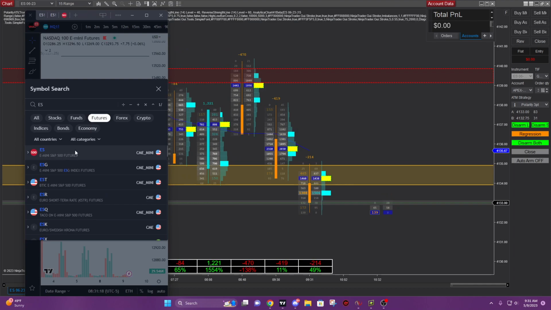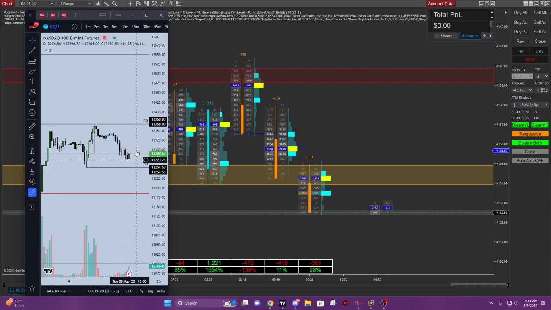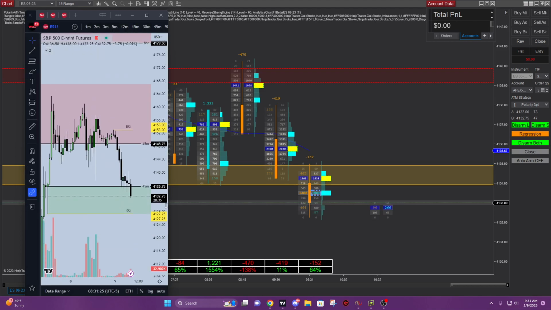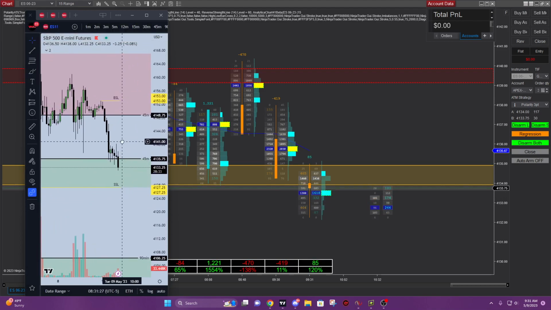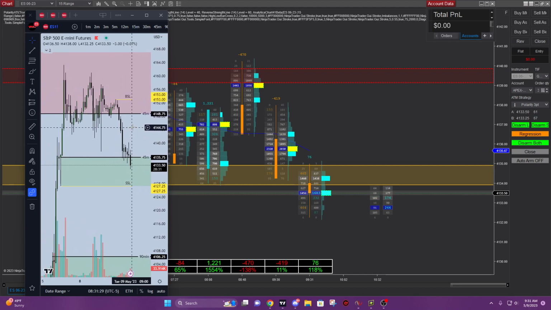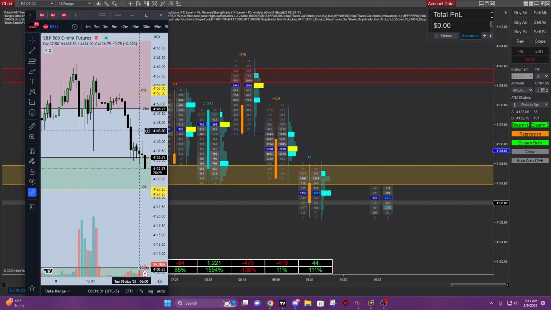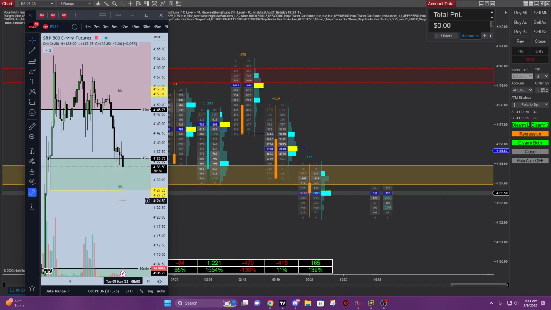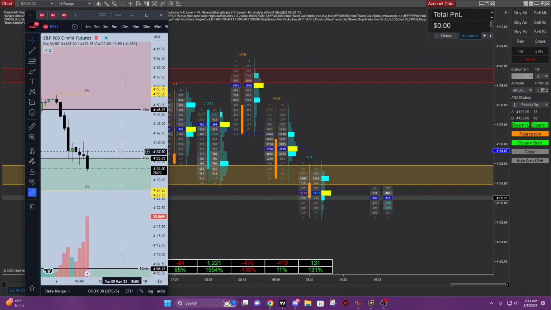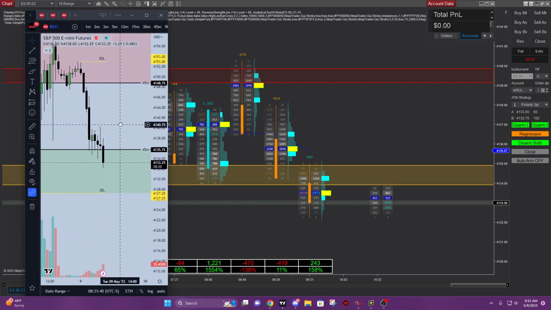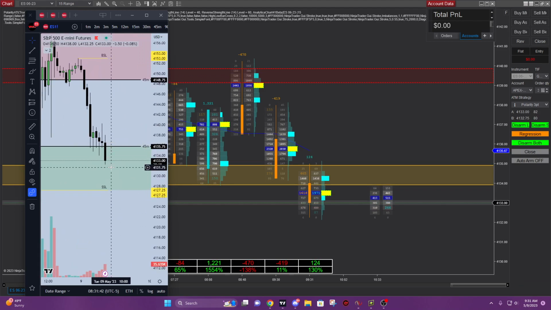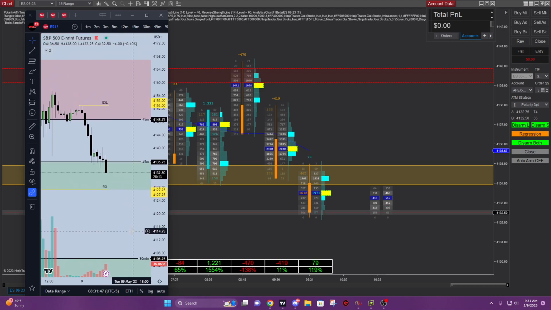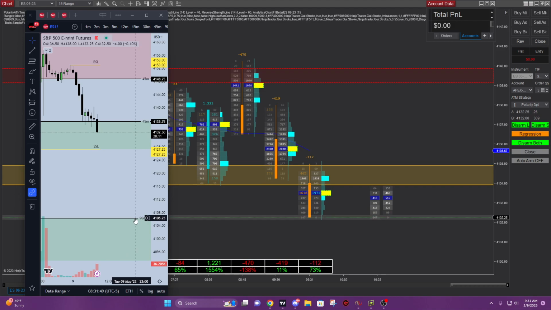Take a look at the charts. Oh, we're on ES. There we go. So we're in demand right now. Okay, so we got my supply and demand charted out. We have buy side liquidity up here. We have sell side liquidity here. We're in demand, so we're expecting a reversal at demand. If we break through demand here, we could get more selling down towards this level.